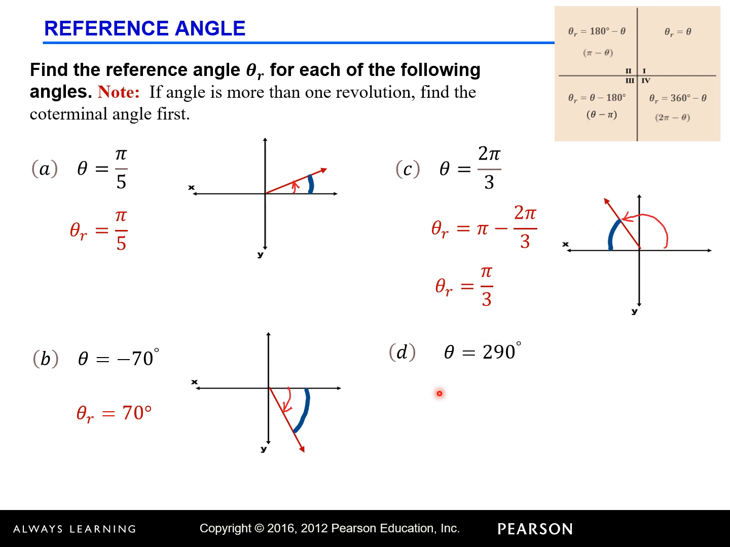And then for letter D, the angle is 290 degrees. This 290 degrees is more than 270 but less than 360, so it lies in quadrant 4. When it is in quadrant 4, you subtract this 290 from 360 degrees. So your reference angle is 360 minus 290 degrees, which is equal to 70. So this measures 70 degrees.